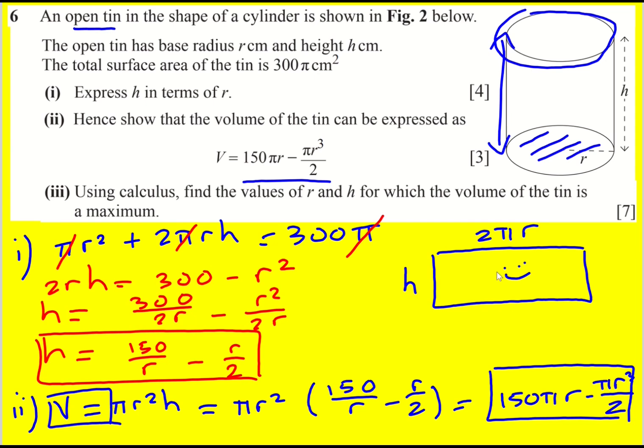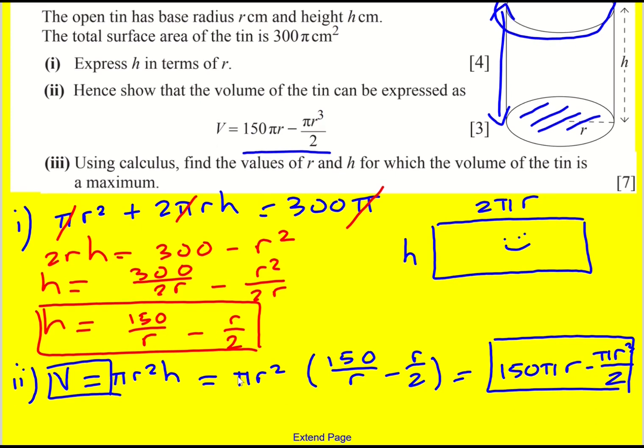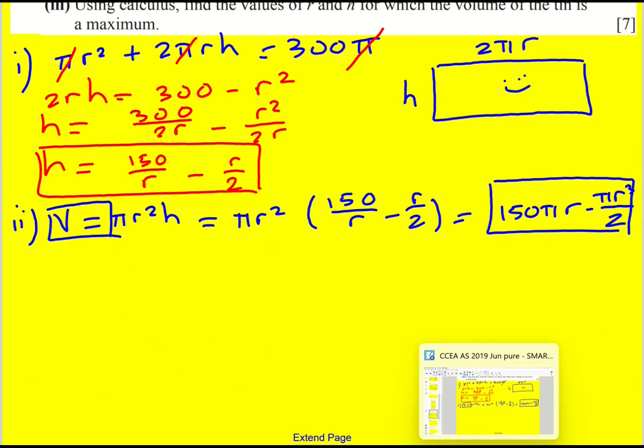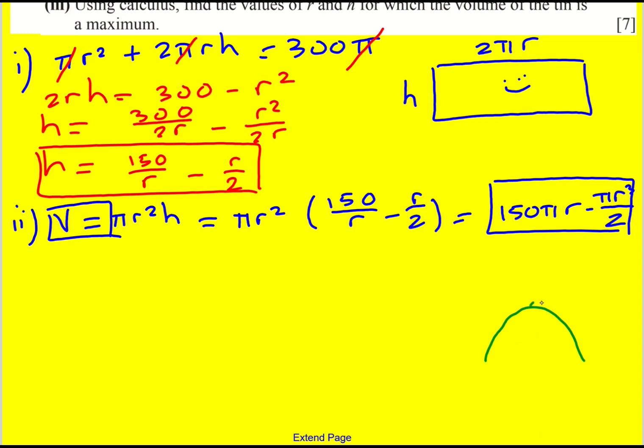Finally, using calculus, find the values of r and h for which the volume of the tin is a maximum. So what we've shown is that the volume is a function of r, and as r varies, v will also vary. Now at some point it will hit a maximum value, and that is what we're interested in. It's going to be where the derivative is equal to 0. So let's find dv by dr and set it equal to 0.